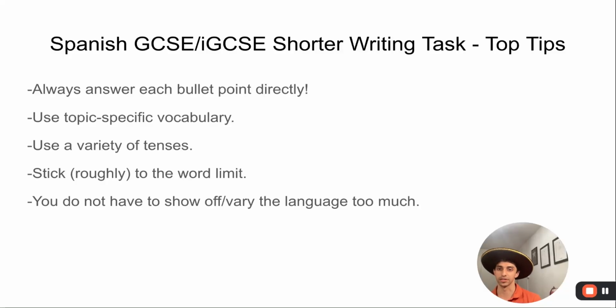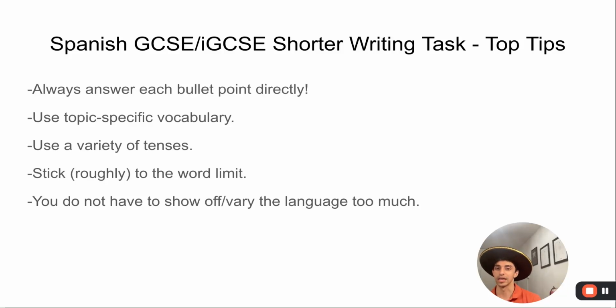Use some variety of tenses as well. So again, you don't have to show off as much in your shorter writing task as you do in your longer writing task. Certainly, you can score close to the top bracket of marks of the shorter writing task without too much variation in your language or grammar. But conversely, I certainly wouldn't stick with just the present tense, for instance. If you do just write in the present tense, you are likely to lose marks. Definitely, I would throw in some past tenses, say preterite or imperfect, some future or conditional tenses as well, even in the shorter writing task.